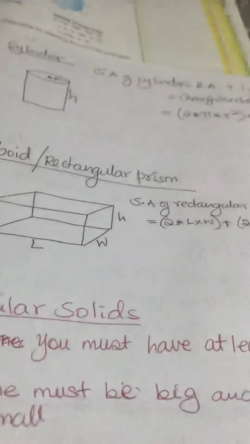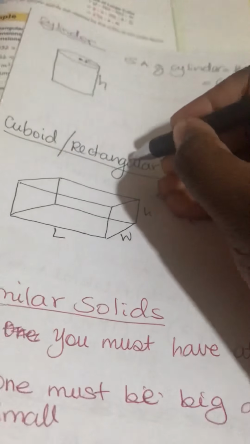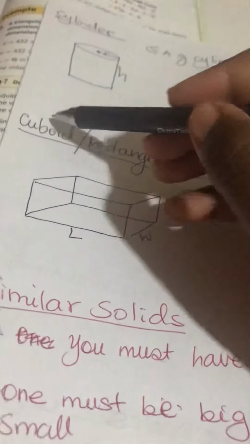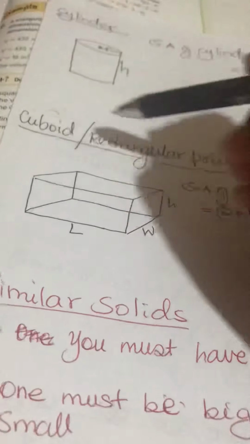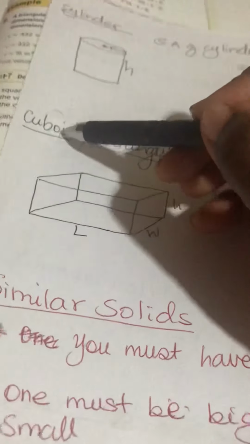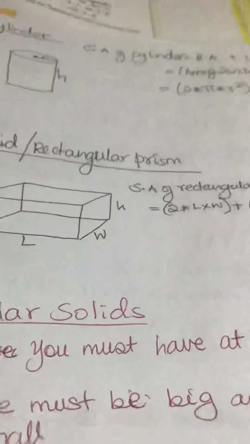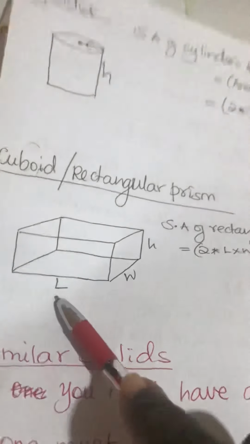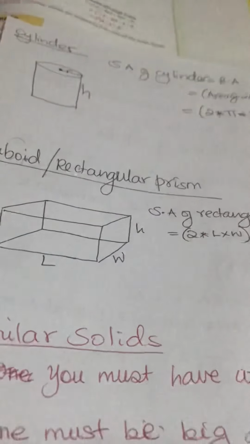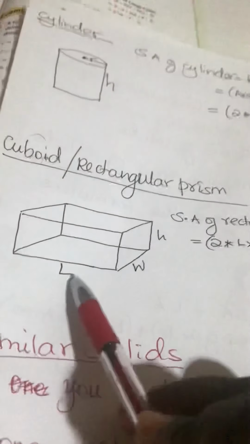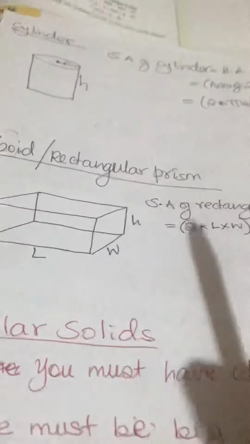How do you find surface area of a rectangular prism? You should know that another name for rectangular prism is what? Cuboid. Questions will be asked different ways. So when you see cuboid, you should know it is rectangular prism. Okay? The dimensions of a rectangular prism are the length, the width, and the height. If you know these three dimensions, you can find the surface area.